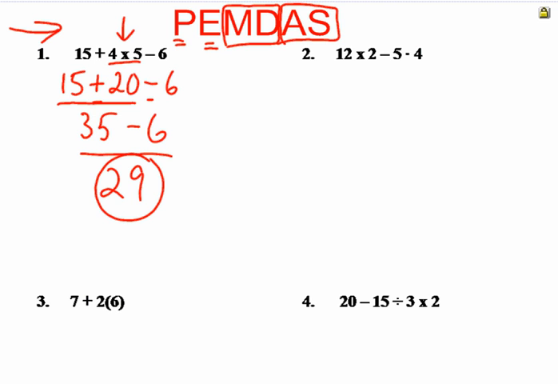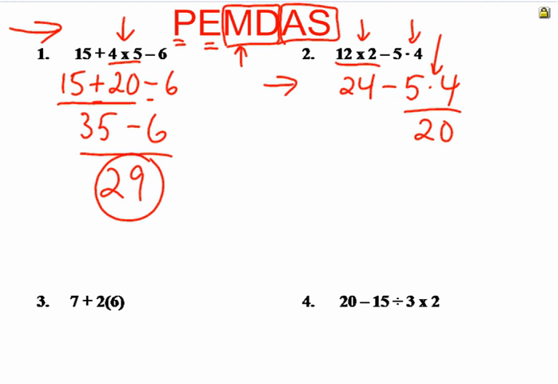In the next example, we actually have two multiplications and a subtraction. Multiplication comes before subtraction. So what you would do here is whichever multiplication comes first, left to right, we'll do that. We'll drop everything else down. Remember, this symbol means to multiply. And because multiplication comes before subtraction, I'm going to do the multiplication first. That would simplify to 4.